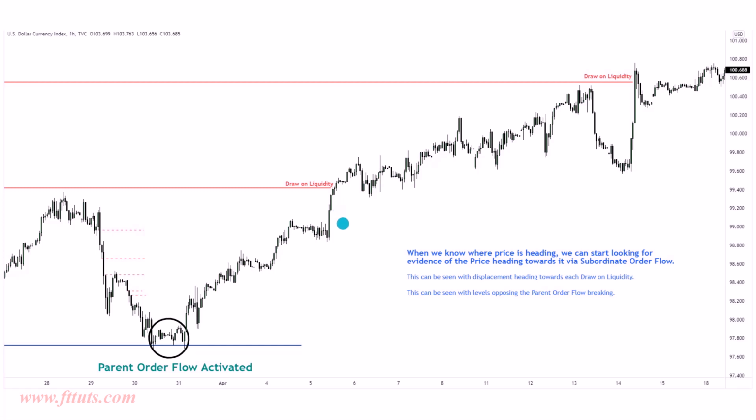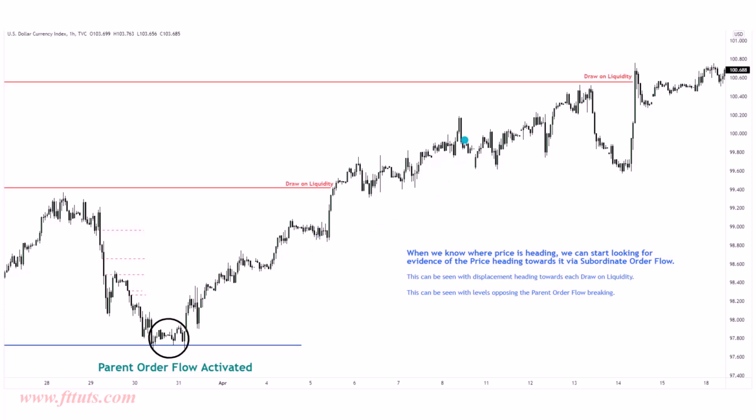Evidence also comes in the form of levels opposing the parent order flow breaking. So here's the parent order flow. What levels do we have opposing it? We have a fair value gap here, it gets broken here. This fair value gap here, it gets broken here. This order block here gets broken here. Okay?